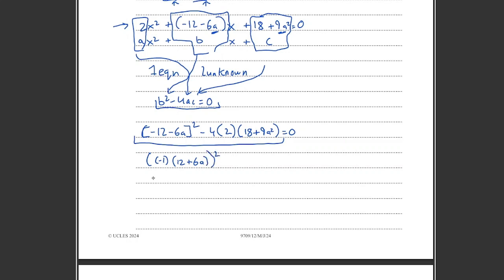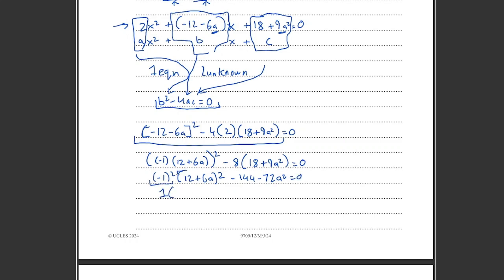So what I'm basically going to get is negative 1 squared, and I'm going to get 12 plus 6a squared, and then all of that. Negative 4 times 2 is going to be 8, and then I have 18 plus 9a squared over here. And so all of this is just going to give you negative 144, negative 72a squared. Don't forget the equal to 0. Okay, and so this negative 1 squared is just going to be positive 1.